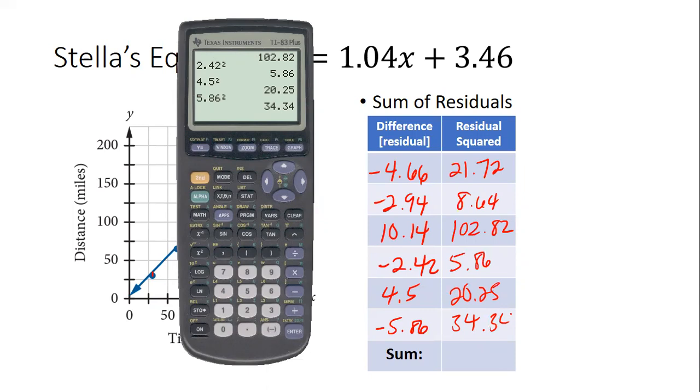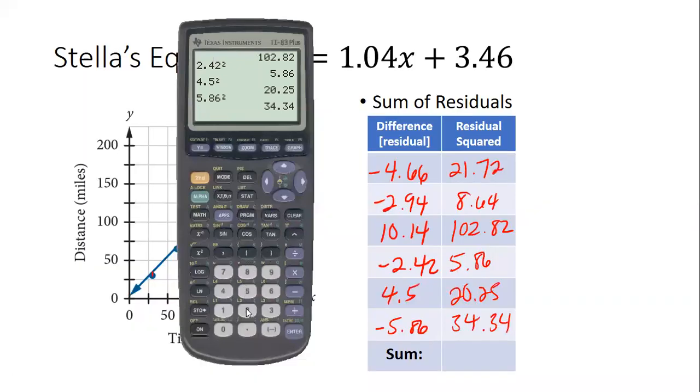193.25. What do we get? We hear some different answers. Okay, so here we go.